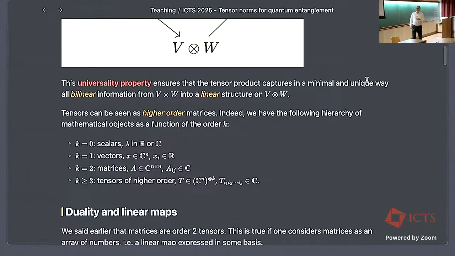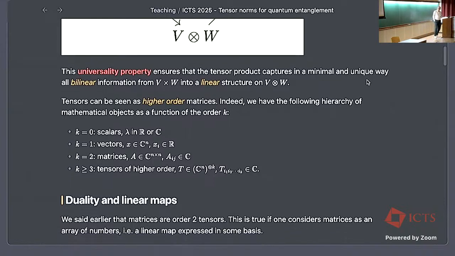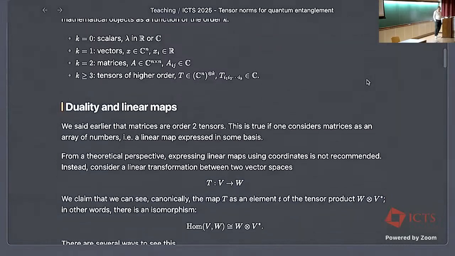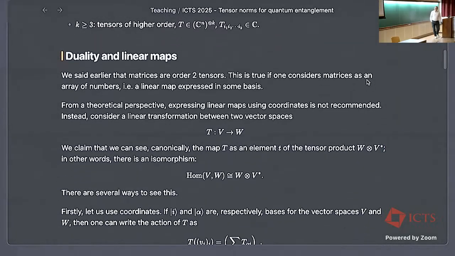But I think this is the one which is the most natural somehow. Good. Okay, now let's talk about duality. As I told you, duality is very important. So basically, the whole point of this section is to convince you that a linear map is like a two-tensor. It's the same thing as an element in a tensor product. Let's see how this works in detail because we'll be using this over and over again.